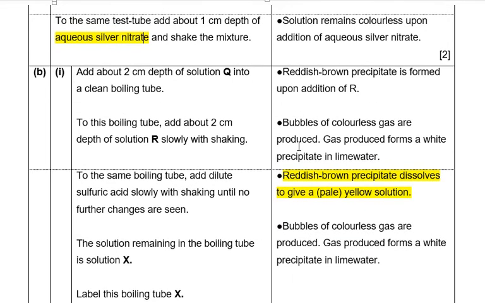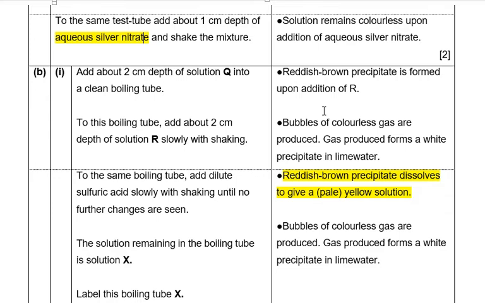Now moving on to B part 1, I add about 2 cm cube of Q into a clean boiling tube, and to this clean boiling tube, add about 2 cm cube depth of solution R slowly with shaking. So what will you be able to observe here? Now you will be able to see that a reddish brown precipitate is formed upon the addition of R. So this is how you should be recording your observation. I already mentioned this before.